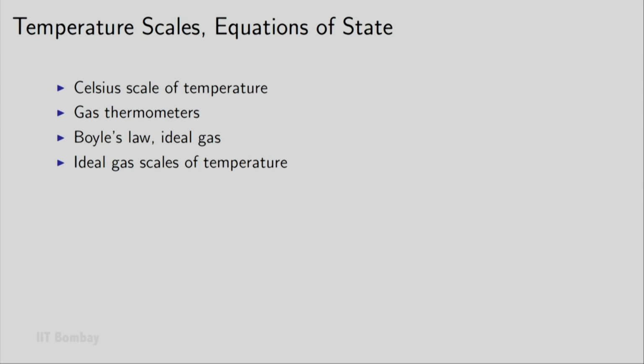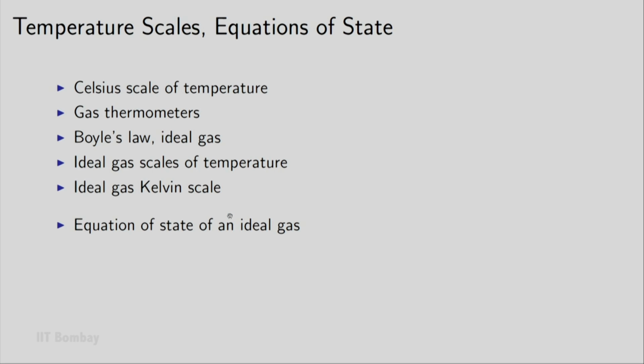Out of this, one is considered now the standard which we always use. This is the ideal gas Kelvin scale. Now we will notice that when we study the ideal gas Kelvin scale, that definition automatically leads to what we call the equation of state of an ideal gas.